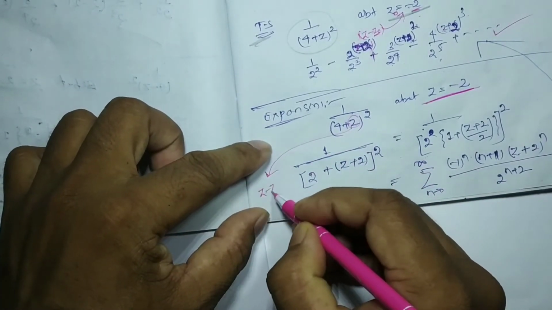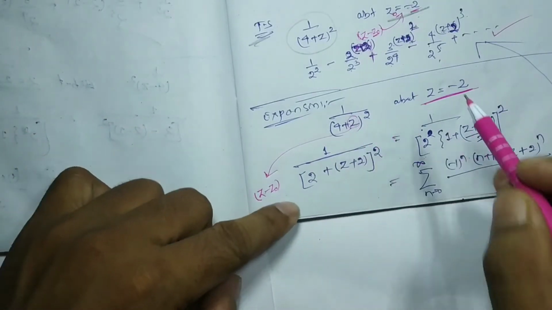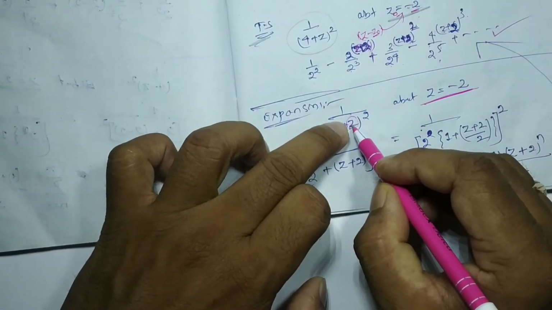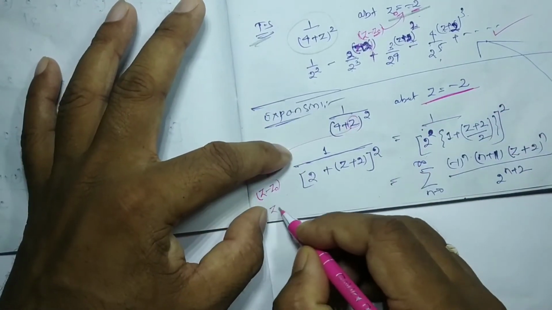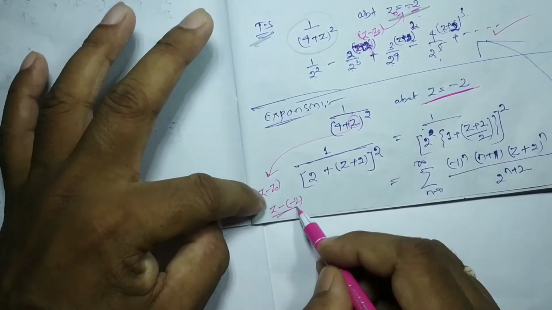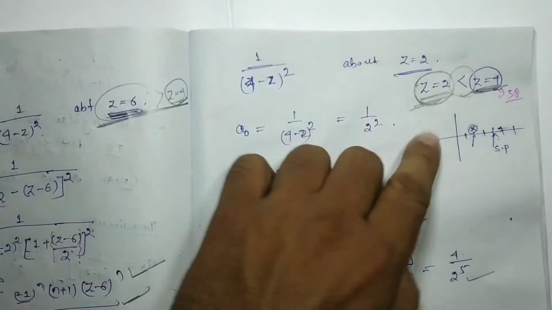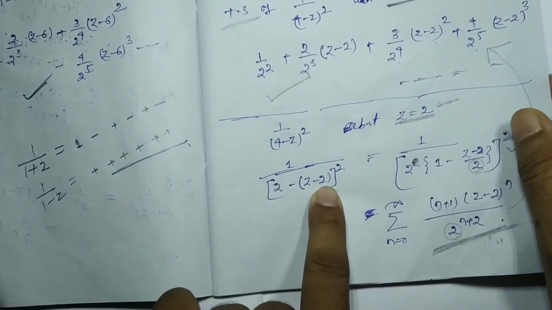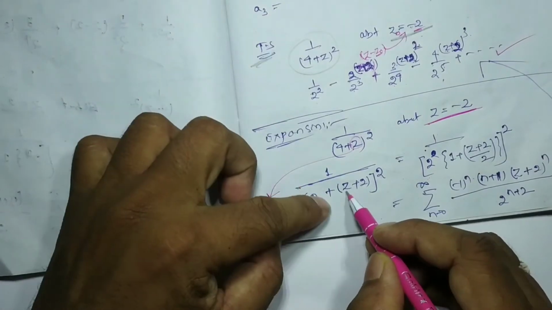z minus z0. Remember it. You don't do that. Z about z equal to minus 2 means that here we have to consider z minus this point, that means z minus of minus 2. Here 2 is positive, so z minus 2 simply. But here 2 is minus 2, so z minus minus 2 will be z plus 2, right?